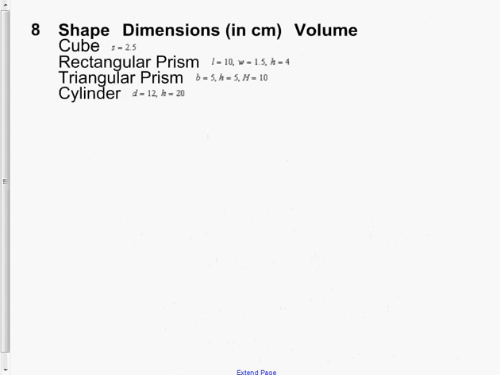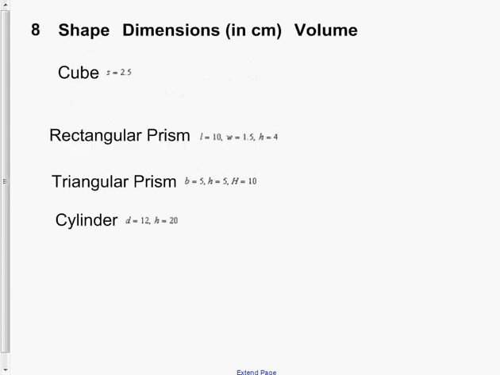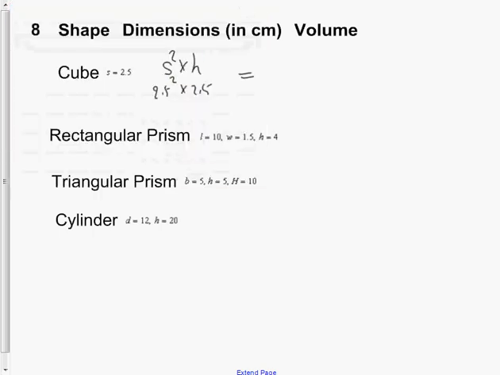The next question gives you 4 different shapes, and then it asks you what is the volume of each. Okay, so the first one is a cube with a side length of 2.5. So there's my formula. So it's 2.5 squared multiplied by 2.5, which if I take my calculator and go 2.5 squared times the height, which is 2.5, I get 15.625 centimeters cubed of volume.